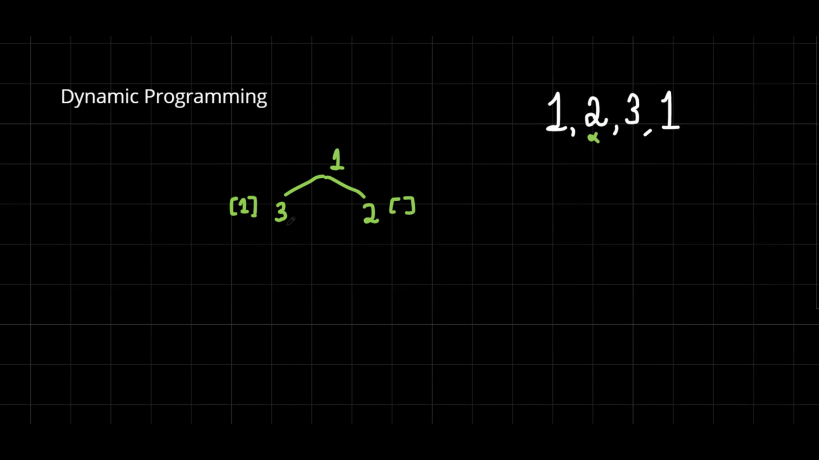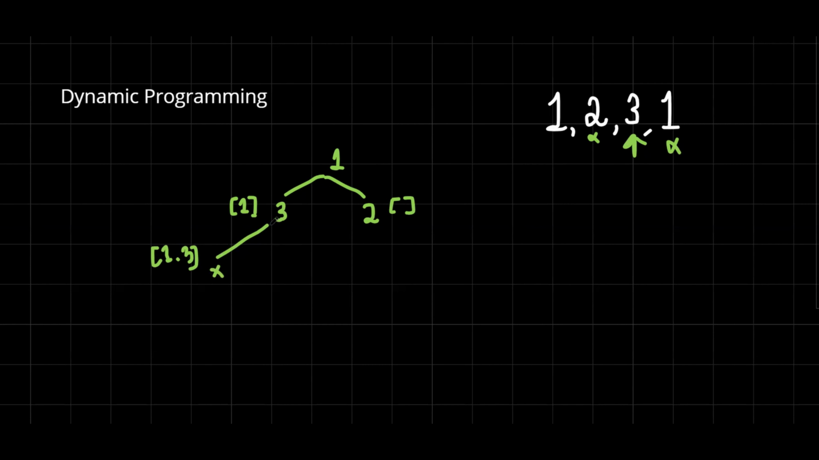Now, for this element 3, we also have two choices. Either I can take it or I can ignore it. If I take it, the temporary vector will contain element 1 and 3. And if I take 3, then we cannot explore element 1 because it is adjacent. So here the iteration is over.